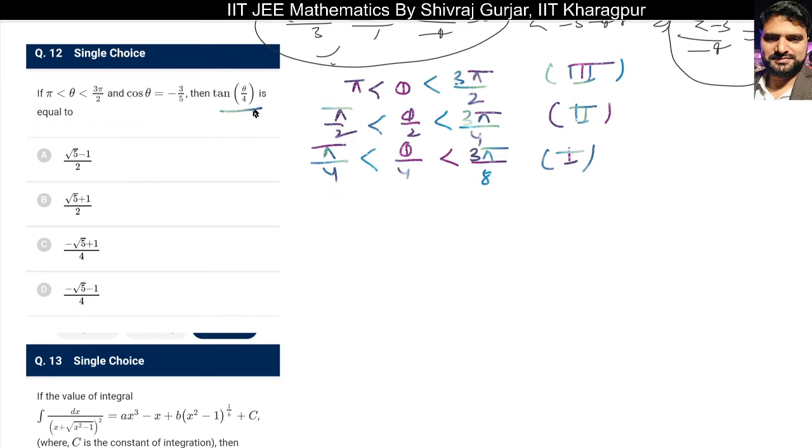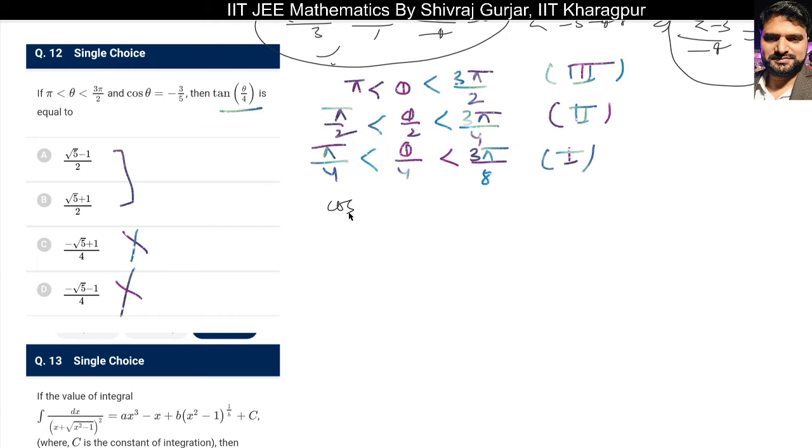हमें पूछा गया tan theta by 4, so first quadrant में tan positive होगा. So this cannot be our answer, this cannot be, because these two are negative. So इनमें से ही कोई हमारा आंसर है. So 50% तो ऐसे ही eliminate हो गया, बट सोल्व तो हमें करना पड़ेगा.